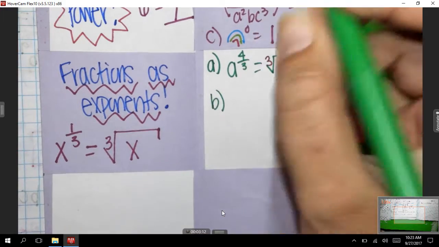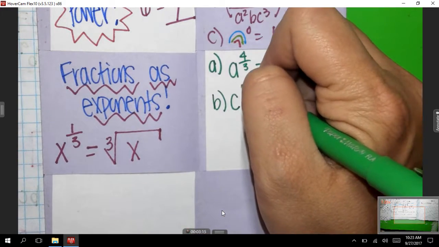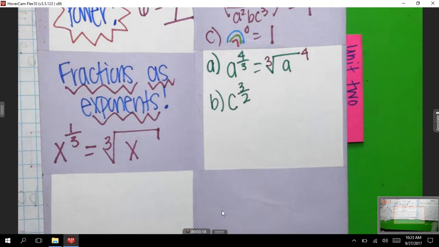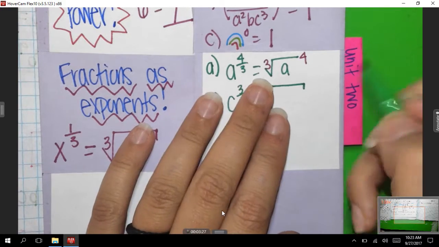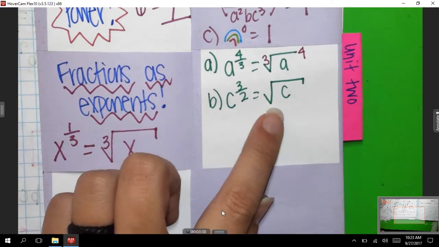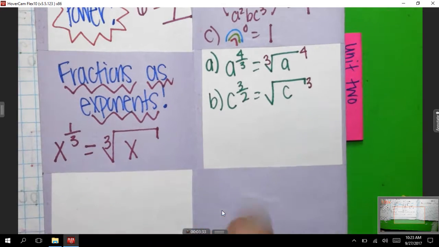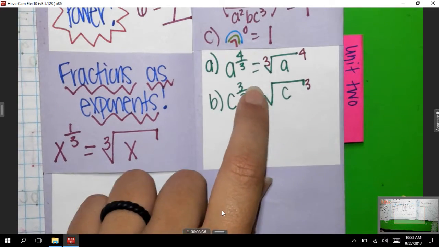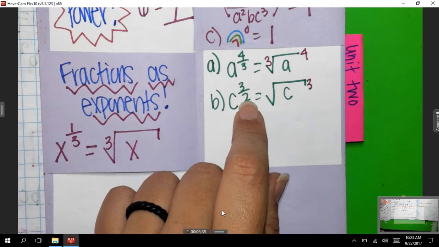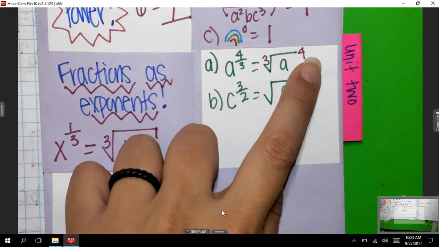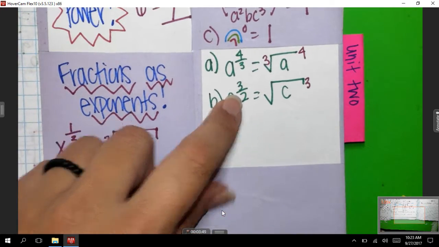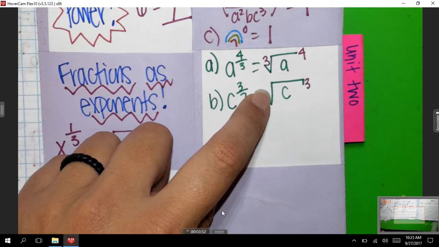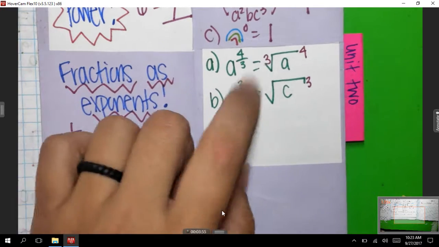All right. Now, let's look at this. If I have c to the 3 halves, where does the c go? Inside the house. And the 3 is going to go in front of the hat. But this 2, you don't have to write it. This is called a square root, and square root is a 2. This is called a cube root because it's a 3. If it was a 4, it'd be the 4th root. If it was a 5, it'd be the 5th root. So if you have a 2 on bottom, you don't have to write it. If you want to write it so that you can be used to it, you are welcome to, but you don't have to.